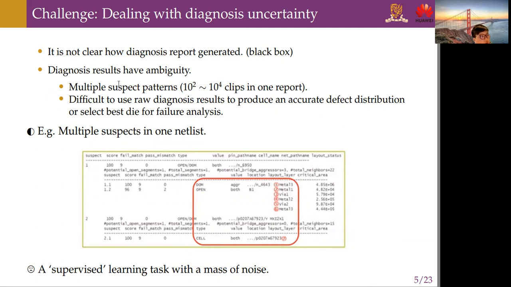It is difficult to use the raw diagnosis report to produce an accurate defect distribution or select the best die for failure analysis. From this figure, we can see that there are multiple suspects reported in one netlist crossing layers, and there might only be one suspect that leads to the failure. From a machine learning perspective, this can be regarded as a supervised learning task with a mass of noise.